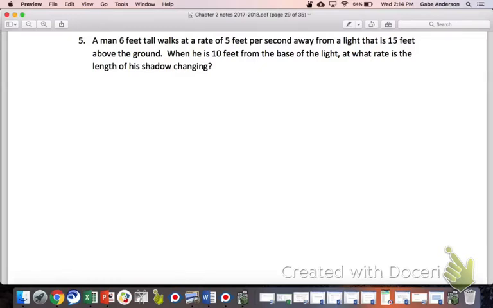A man 6 feet tall walks at a rate of 5 feet per second away from a light that is 15 feet above the ground. When he is 10 feet from the base of the light, at what rate is the length of his shadow changing?